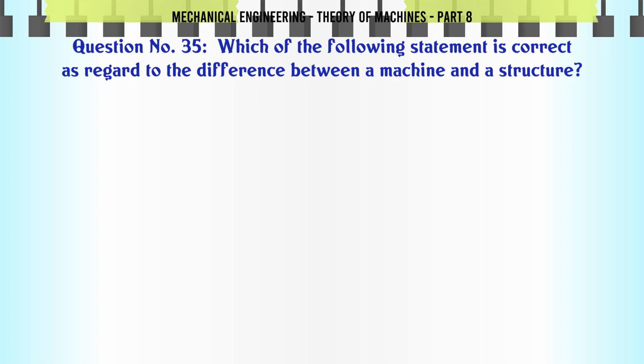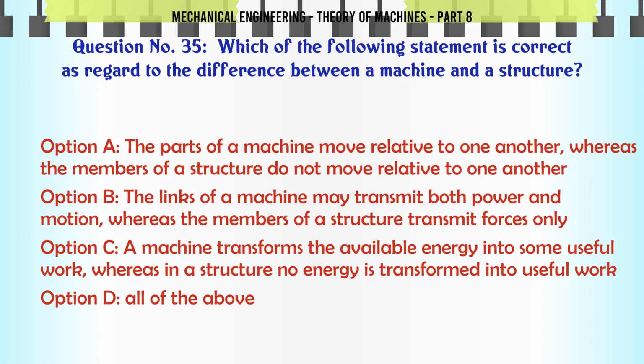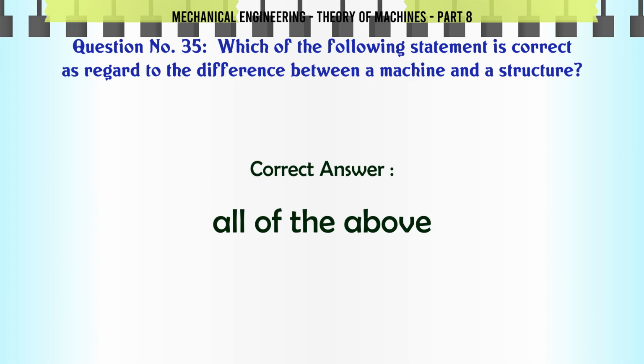Which of the following statements is correct as regards the difference between a machine and a structure? A. The parts of a machine move relative to one another, whereas the members of a structure do not move relative to one another. B. The links of a machine may transmit both power and motion, whereas the members of a structure transmit forces only. C. A machine transforms the available energy into some useful work, whereas in a structure no energy is transformed into useful work. D. All of the above. The correct answer is all of the above.